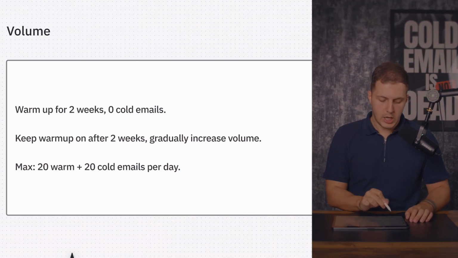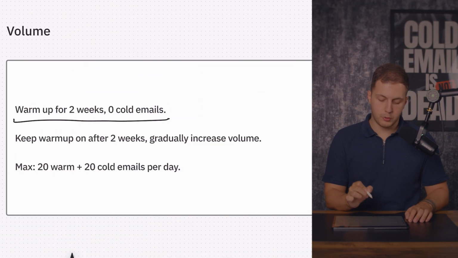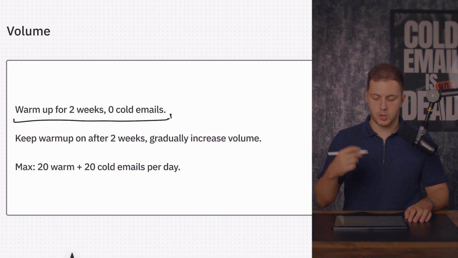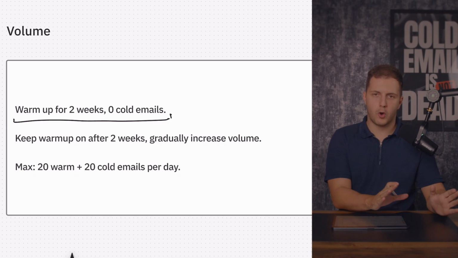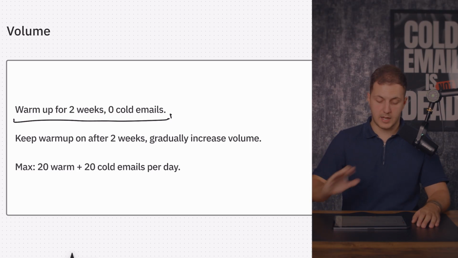And lastly, email volume. Now, we've tested every single approach here. We tried setting up 5 inboxes and sending 10 emails per account, or 50 inboxes and sending 2 emails per account, every single approach. And I can guarantee you this is the best one. You want to warm up your email accounts for 2 weeks, during which you send 0 cold emails. So in the first 2 weeks, only warm up and no cold emails at all.